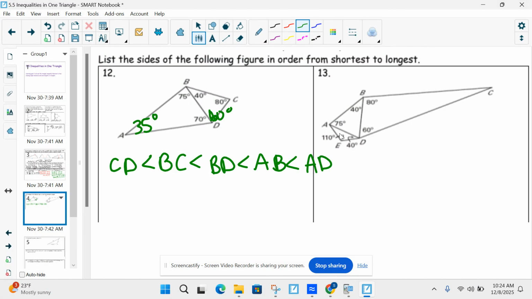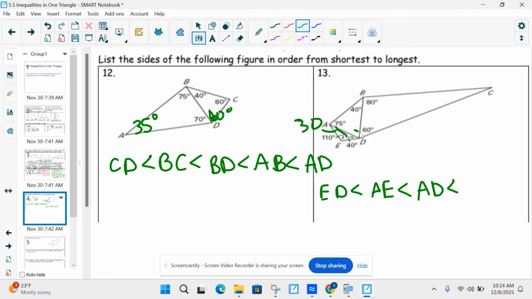Okay, for this triangle, we're going to start down here. This angle for angle A would be 30. So that means ED, opposite of that, is the shortest side. So ED is smallest, followed by AE, and then followed by AD. And now we're in the medium-sized triangle.